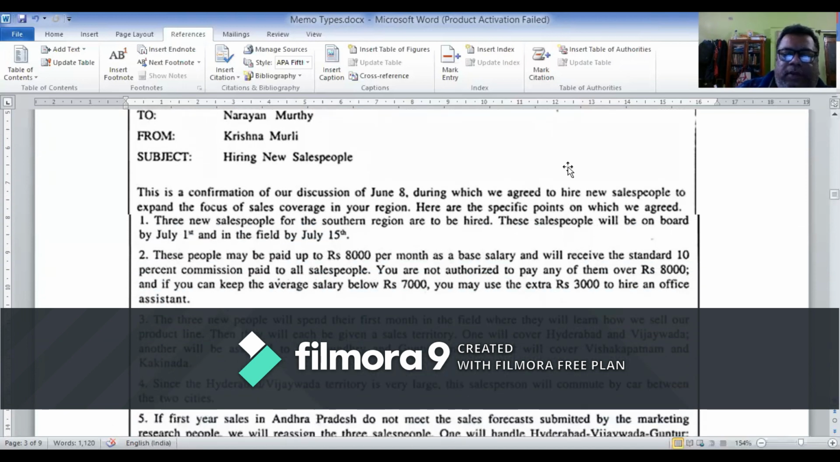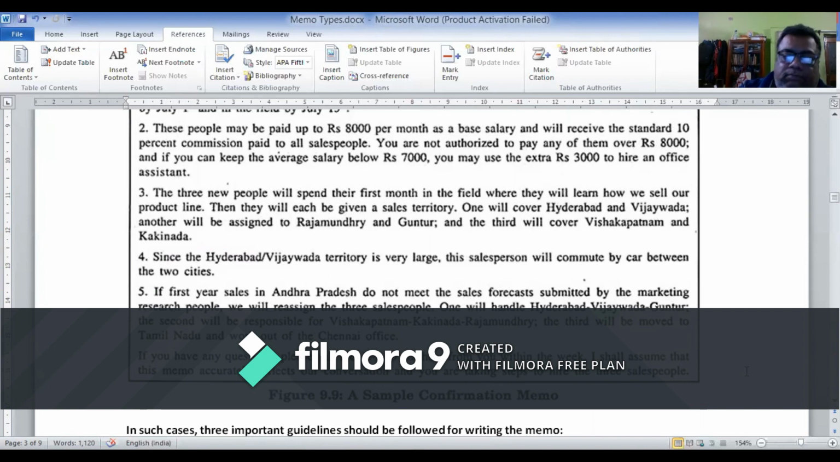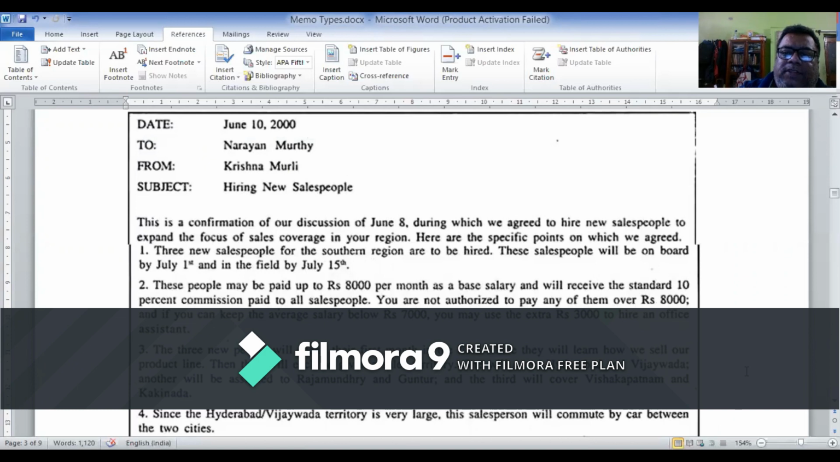Okay, so here is an example of such a memo written to one Mr. Narayan Murthy, and it comes from Krishna Murli. Subject indicator, hiring new sales people, right? And then one by one, the specific points are mentioned. 3 new salespeople from southern region are to be hired. These salespeople will be on board from so-and-so to so-and-so. The dates are indicated. The people who would be hired, whatever compensation needs to be given to them, that has been indicated. Plus the commission has been indicated.